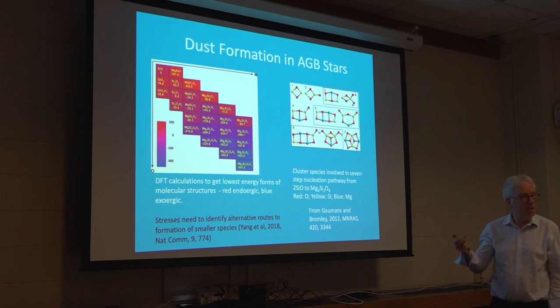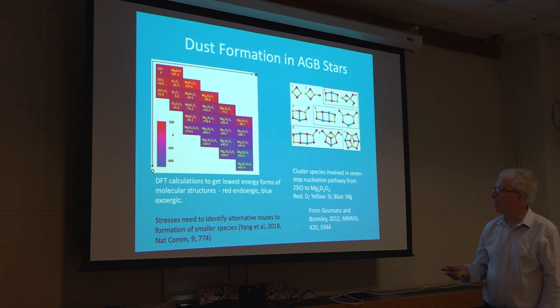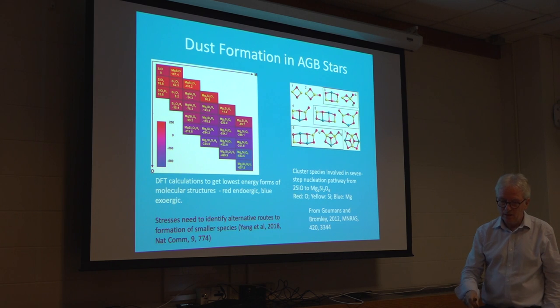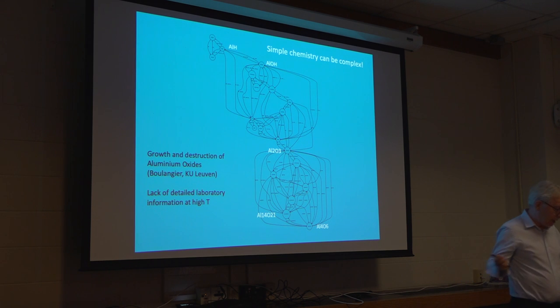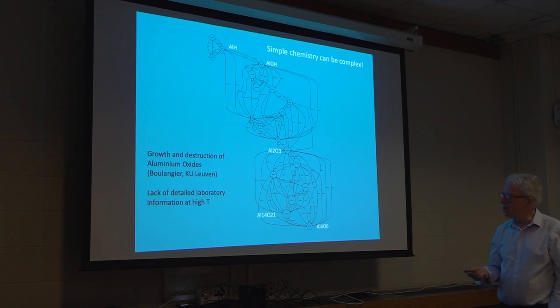So it happens in nature, clearly, but our understanding of how this happens is still very lacking. In fact, I took this from a thesis by Yale's Boulanger at Leuven, whose group there have been observing aluminium oxides with ALMA in these oxygen-rich stars. And he's put together a scheme of trying to make these simple aluminium oxide particles. And he's also got similar schemes put together for titanium and magnesium as well.